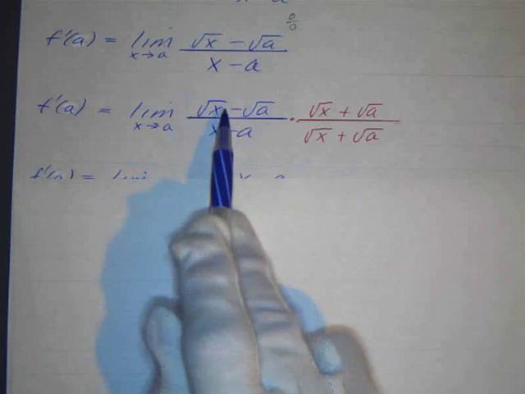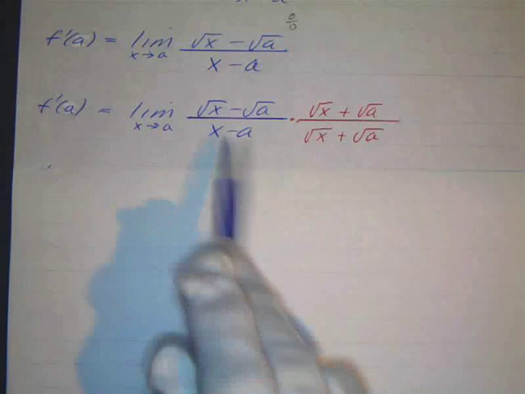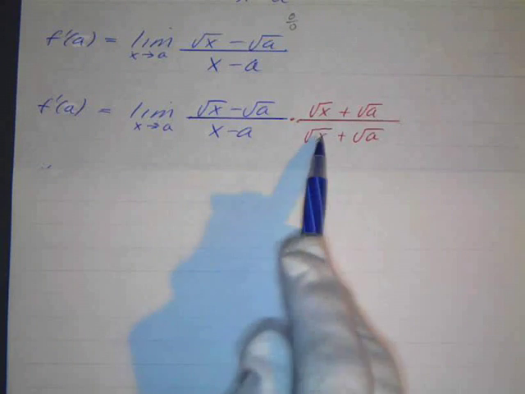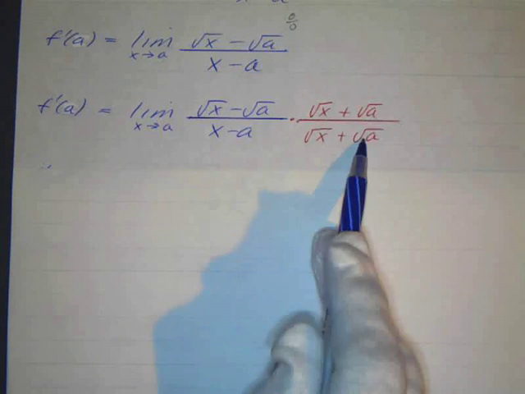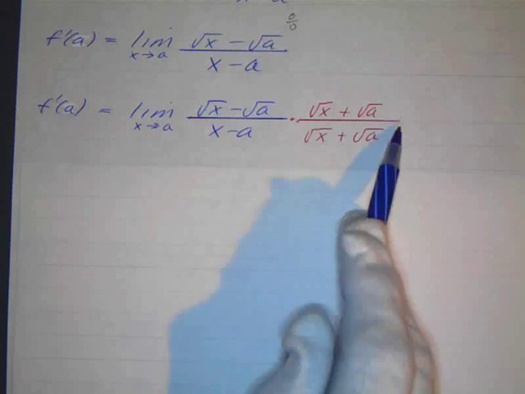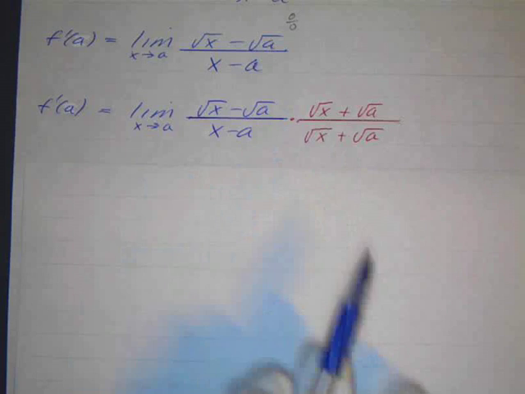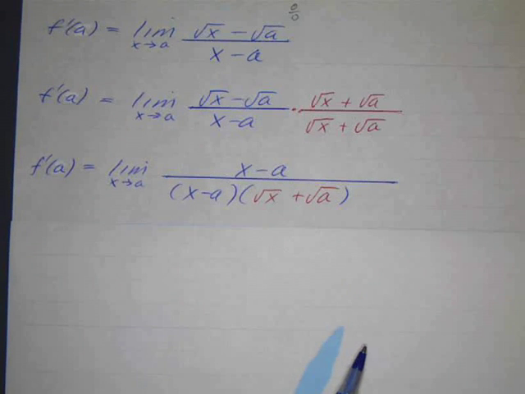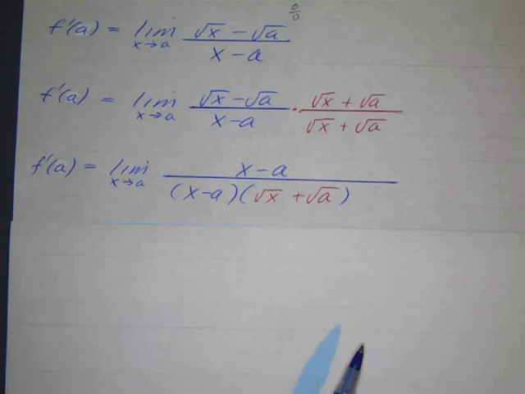So multiply the top and the bottom by the conjugate, the square root of x plus the square root of a. And this is going to be like the difference of perfect squares, so this would be x minus a on top, and on the bottom we've got x minus a times the square root of x plus the square root of a.